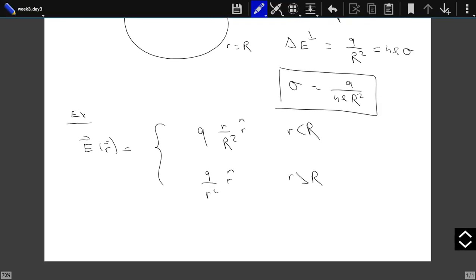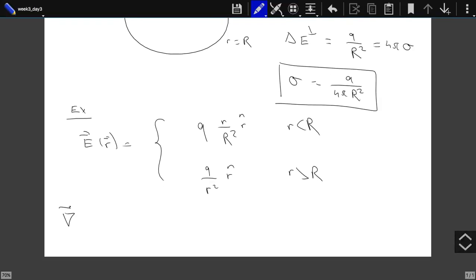Now first, we always have to evaluate the divergence of the electric field. The best would be to use spherical coordinates. In spherical coordinates, the divergence of a vector field is given by the derivative of the radial component with respect to r, plus we have other terms. Since we only have the radial component in this electric field, this will be the only term I am interested in.